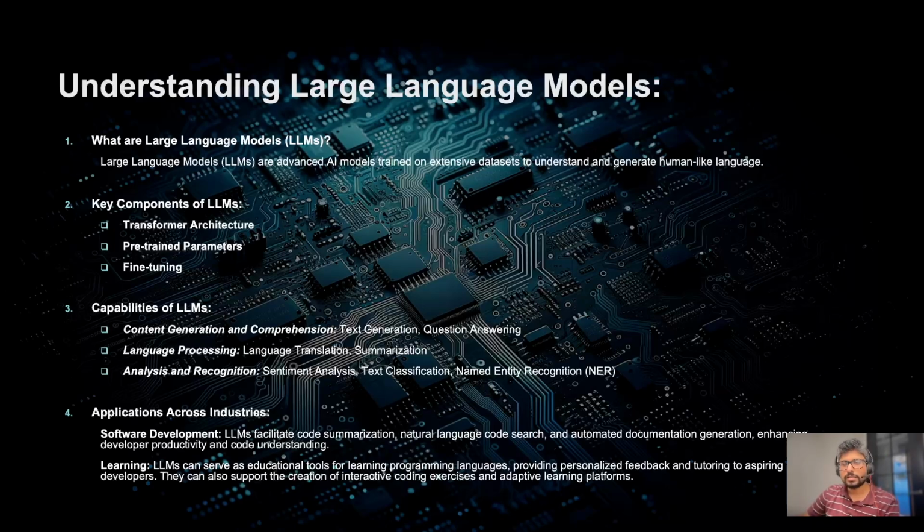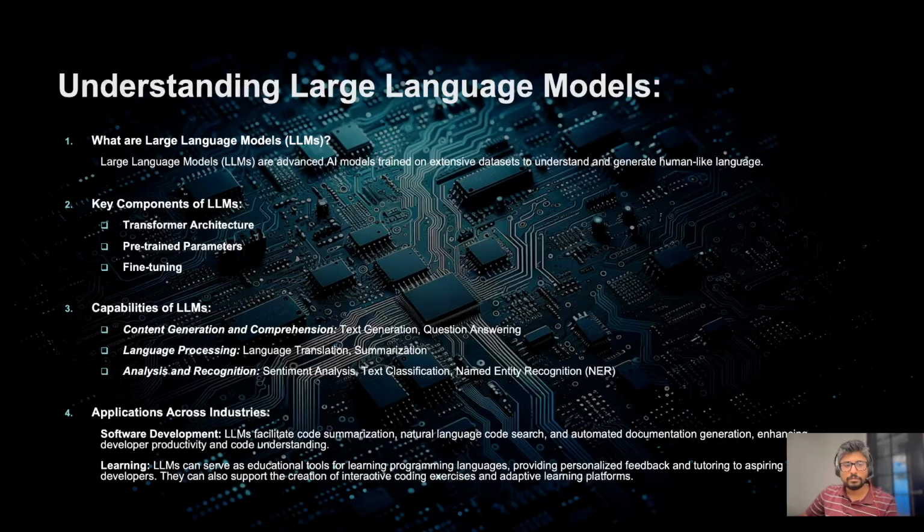Let's take a closer look at what LLMs are and their key components, capabilities, and applications across industries. Large language models are advanced AI models trained on extensive datasets to understand and generate human like language. These models are designed to perform a wide range of language related tasks, making them incredibly versatile and powerful tools in the field of AI. The key components of LLMs are transformer architecture, pre trained parameters, and the concept of fine tuning.